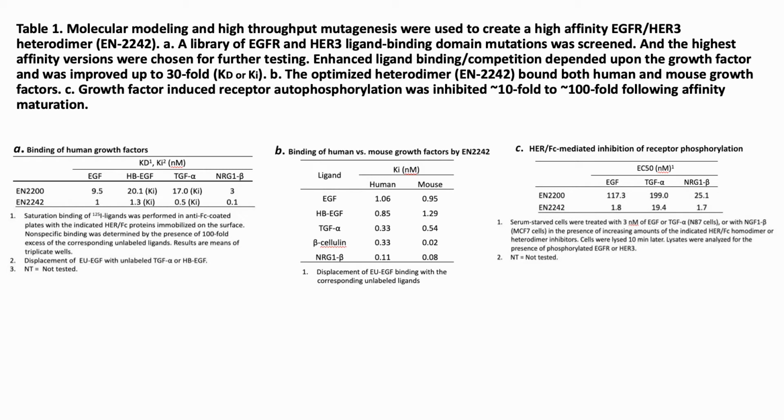Panel B shows that the growth factor trap can bind either human or mouse ligands, usually with comparable affinity. Finally, in assays for ligand-induced receptor phosphorylation, we show that the increased affinity that we see in the optimized heterodimer also has improved ability to inhibit receptor autophosphorylation in vitro, in cell culture.